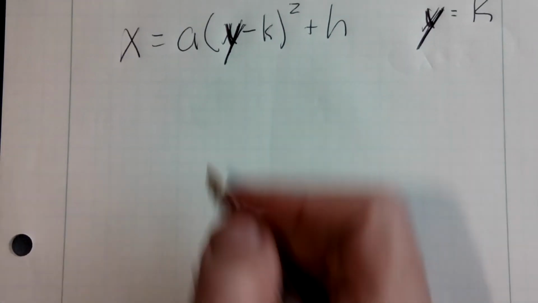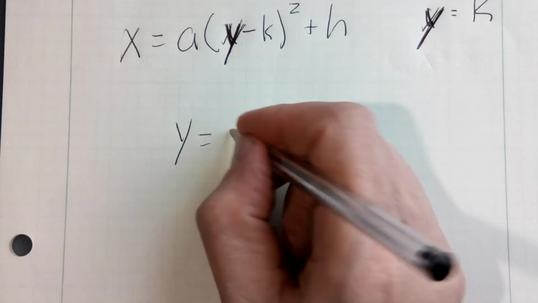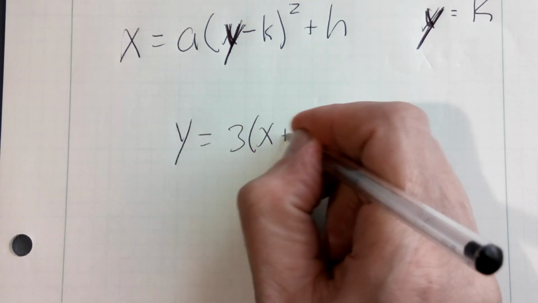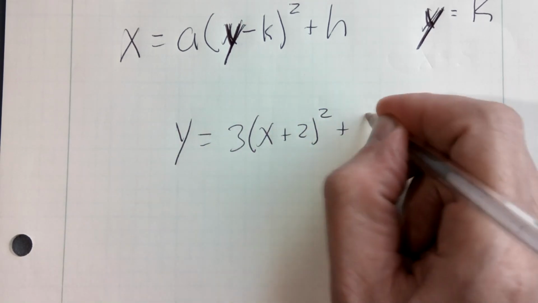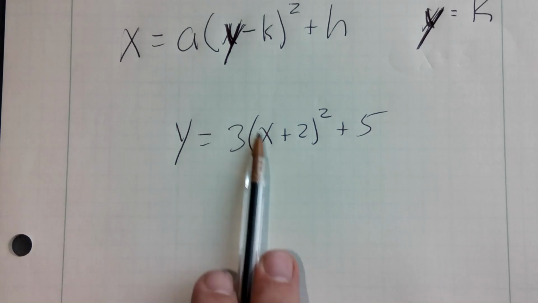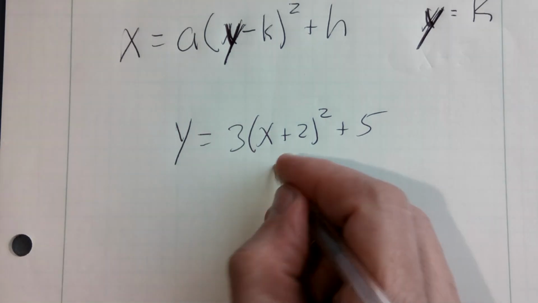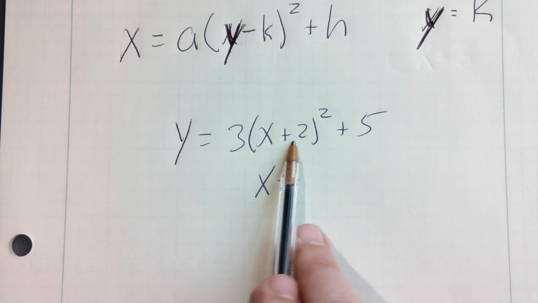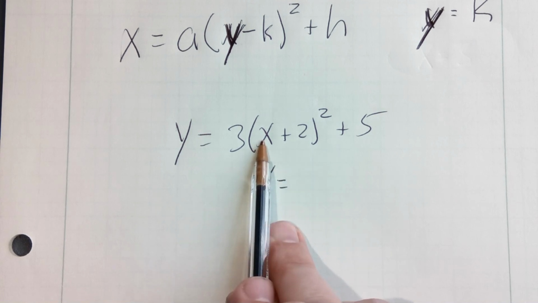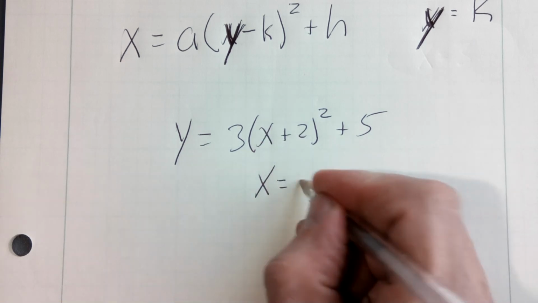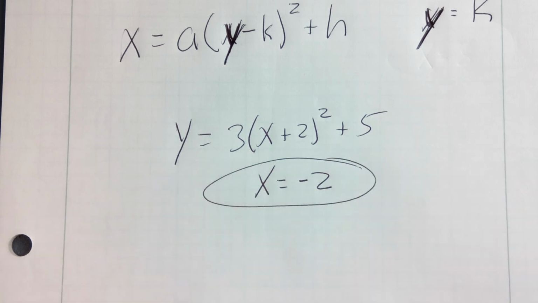As an example, if I give you y equals 3(x plus 2) squared plus 5, the axis of symmetry will be the x variable equals the opposite of this positive 2, because I want x plus 2 to be 0. So x equals -2. That's my axis of symmetry.